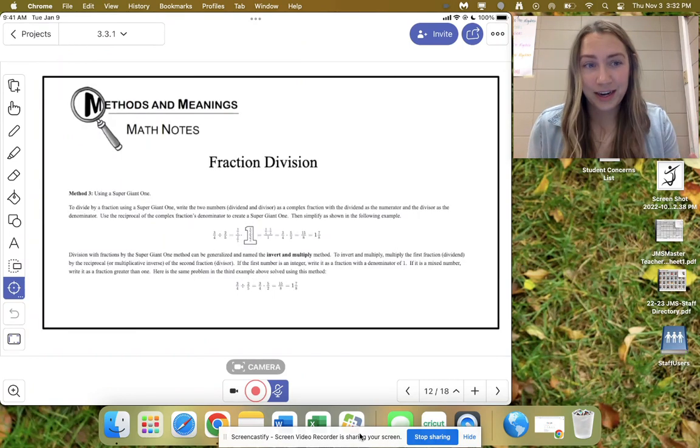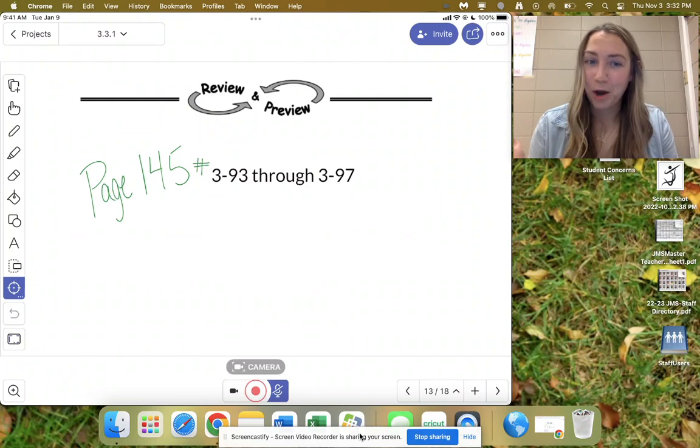Fraction division, another example. It's showing you method 3 using the giant 1, using a super giant 1. And you can look at that if you need some more help with Huey's way. Okay. Homework tonight's 93 through 97.